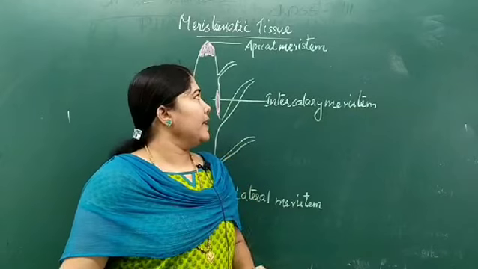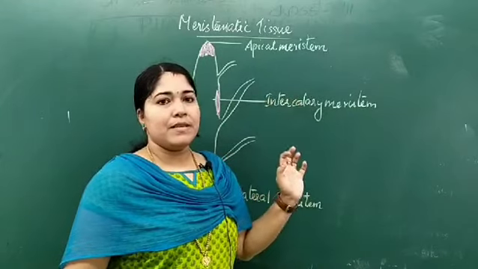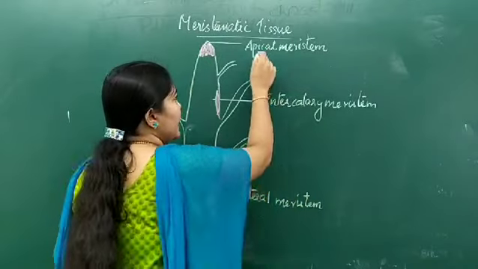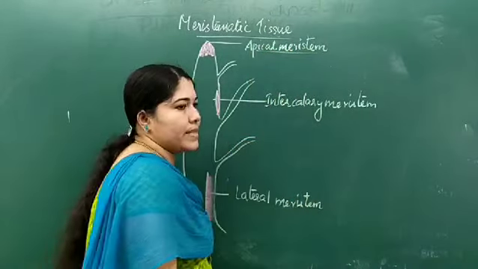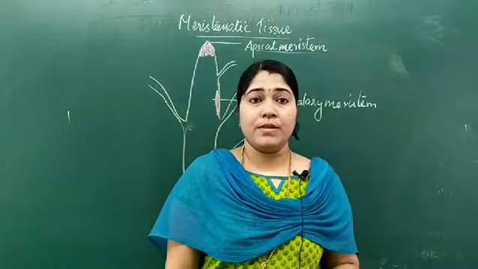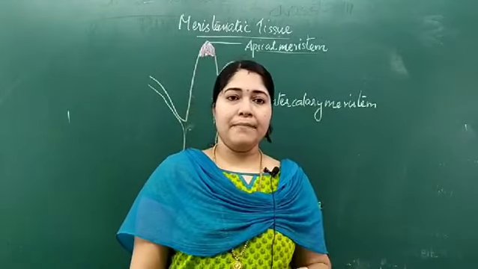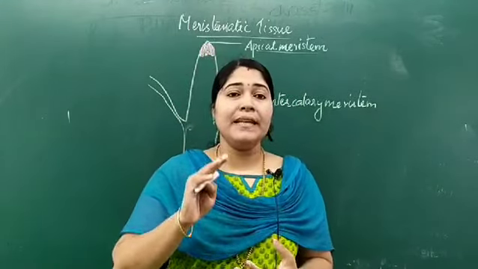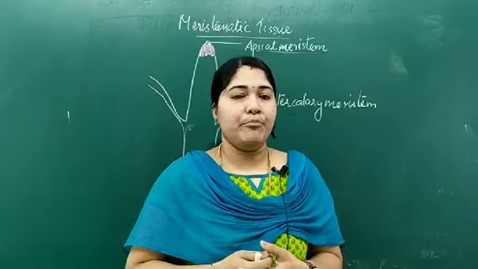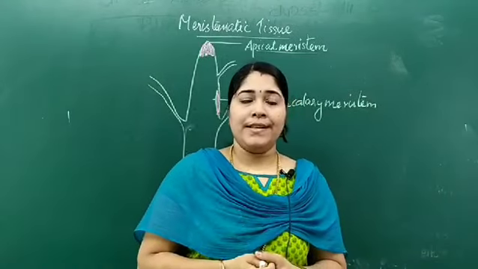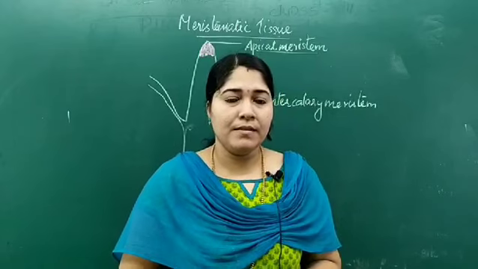What do you mean by that? Apical meristem, intercalary meristem, and lateral meristem. First, we'll study about apical meristem. Apical meristem is a type of meristem which is found at the tip of the plant. Tip of the root or shoot region, you can see the apical meristem.